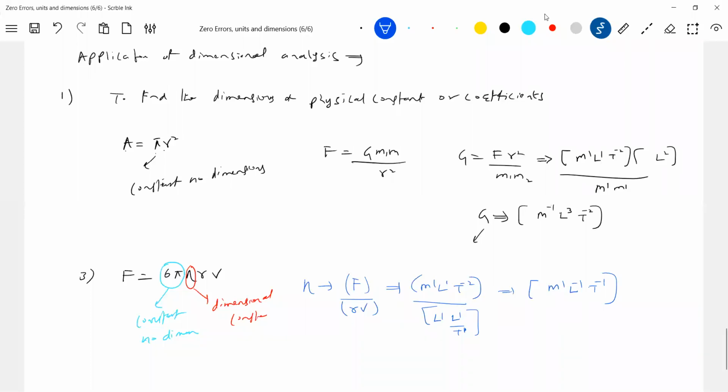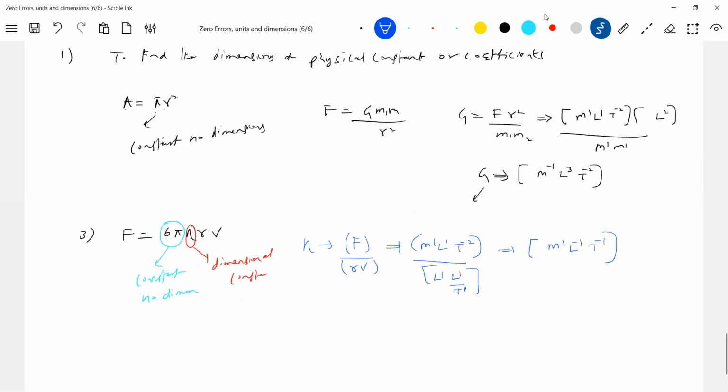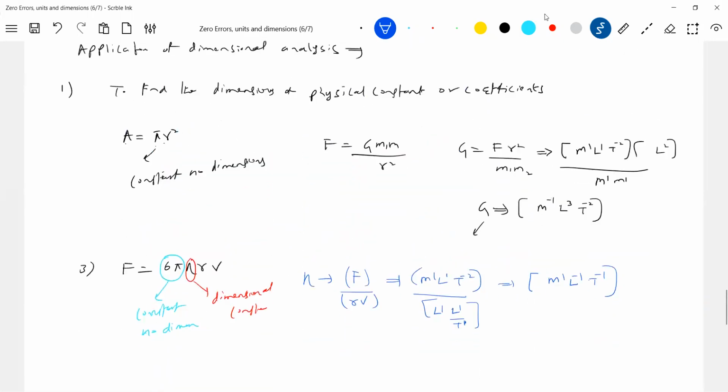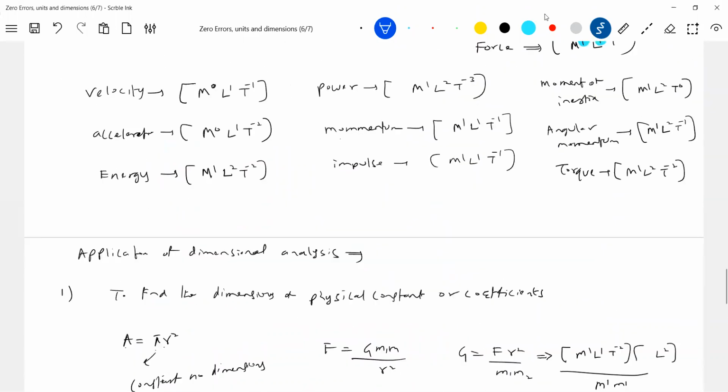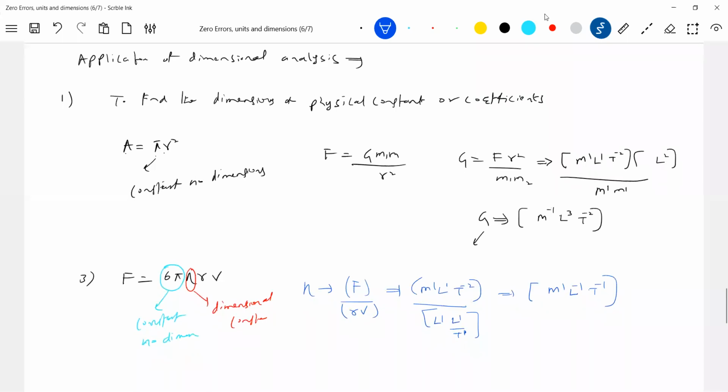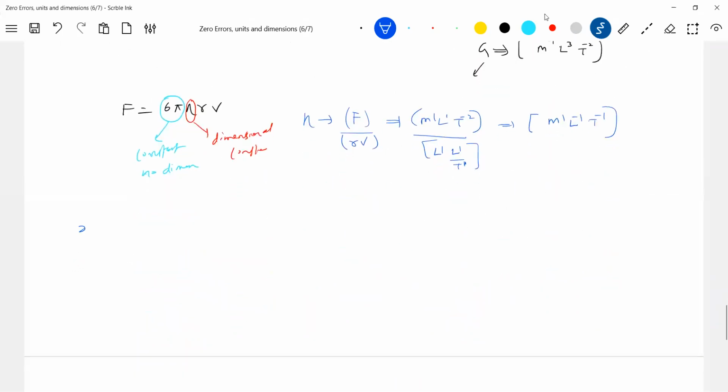So there's one advantage of this dimensional analysis here. Now, the first application of dimensional analysis is to convert a physical quantity from one system to another system.